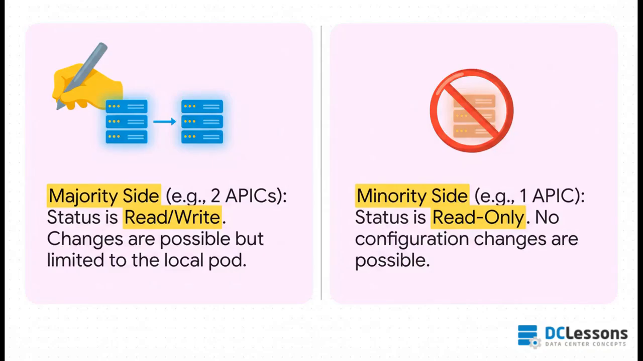So to stop a split brain from completely corrupting your database, the system does something pretty smart. It elects a majority. In our 3-node example, the site with 2 APICs gets to stay in read/write mode. The lone APIC on the other side automatically switches itself to read-only. It's a crucial safety net that prevents you from making conflicting changes on both sides at the same time.